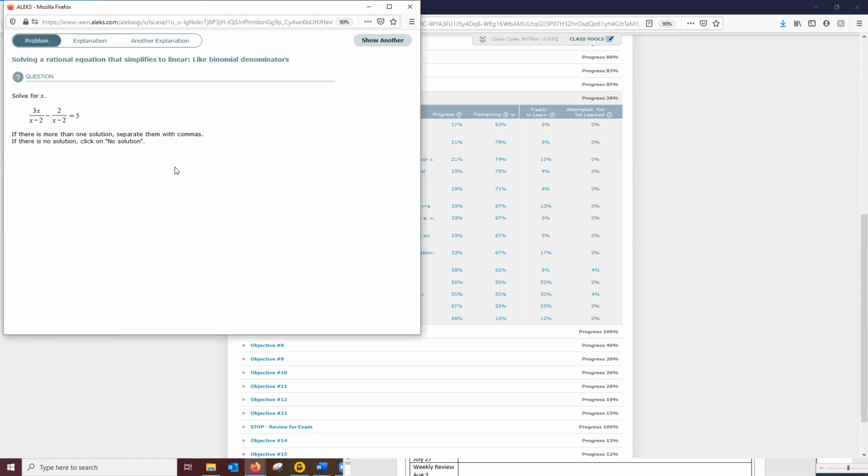Let's take a look at this one. It's a little more complicated. But I'm really going to do the exact same thing. I want to solve an equation. I want to get rid of fractions. So I'm going to follow the steps. First step is going to be find the LCD.